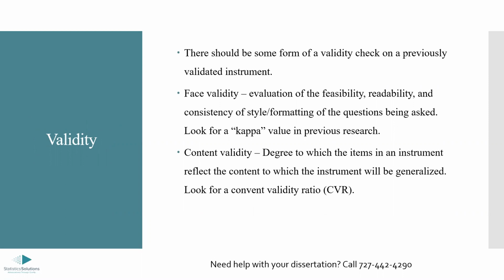One of the first things you should look for when looking for a previously validated instrument is finding validity support. There will always be some type of validity check that has been conducted, and there are many types of validity. In your methodology chapter, when you're discussing your survey instrument, you need to identify one or two of these validity approaches, not necessarily all of them. It really depends on your school's template. But in general, I see that you need at least one support for validity.